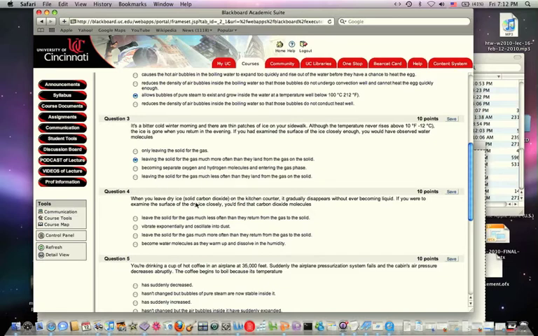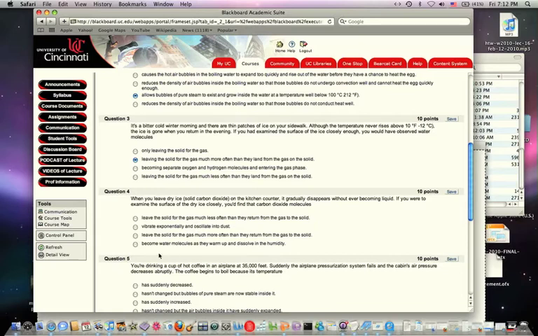When you leave dry ice, solid carbon dioxide, on the kitchen counter, it gradually disappears without ever becoming a liquid. If you were to examine the surface of the dry ice closely, you'd find the carbon dioxide molecules 1. leave the solid for the gas much less often than they return from the gas to the solid. 2. Vibrate exponentially and oscillate into dust. 3. Leave the solid for the gas much more often than they return from the gas to a solid.